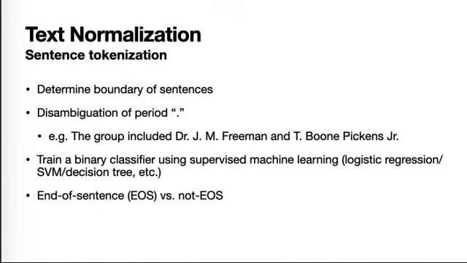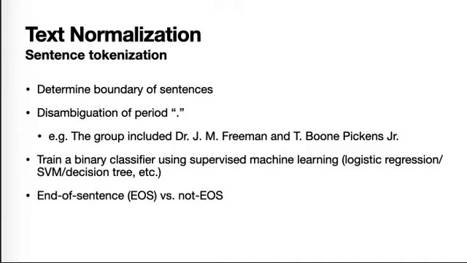In the sentence tokenization step, the boundaries of each sentence are determined. The task is not as trivial as one might think, because periods don't always indicate the end of a sentence. For example, in the example shown here, the group included Dr. J. M. Freeman and T. Boone Pickens Jr. So not all of these periods indicate an end of sentence. Some of these are used as titles, like in doctor, and some are just initials of persons' names.